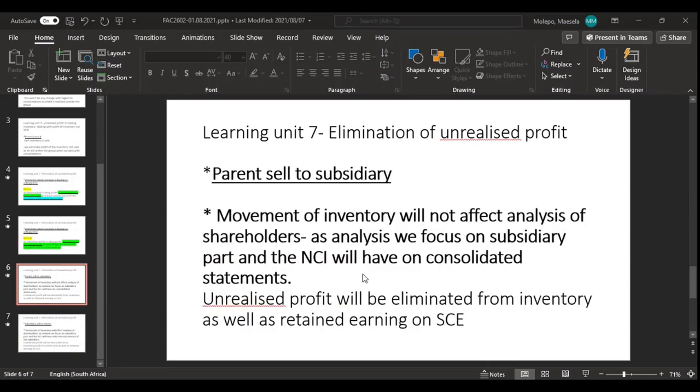The parent selling to subsidiary. Then from there, we'll continue on the study guide. Are you still writing? Yes. Okay.